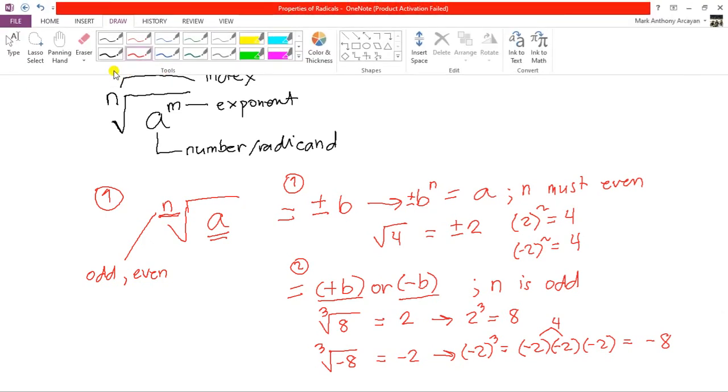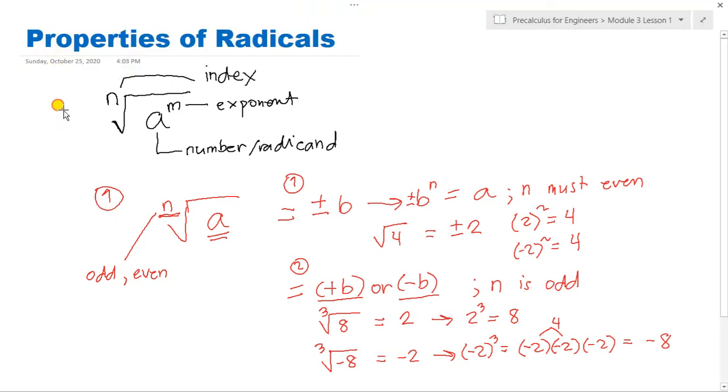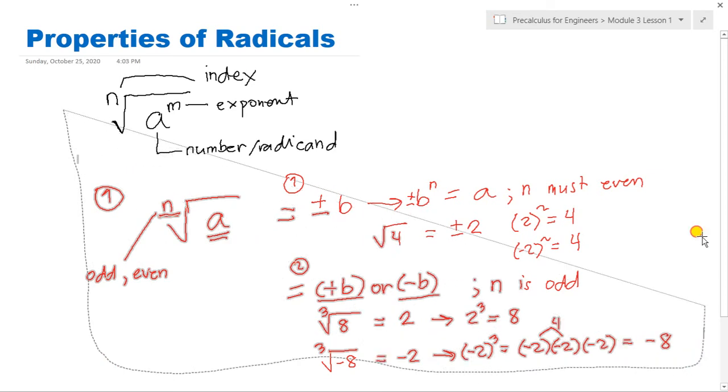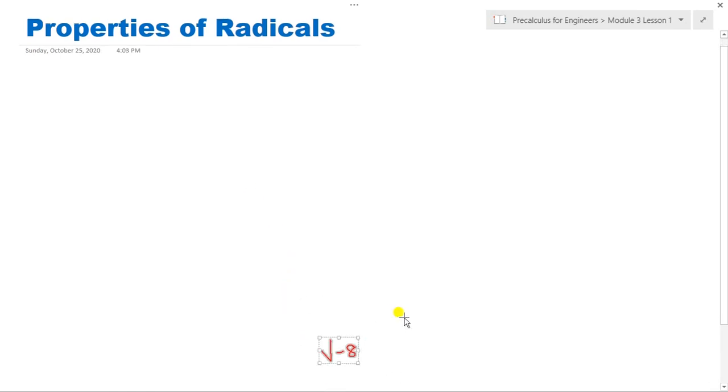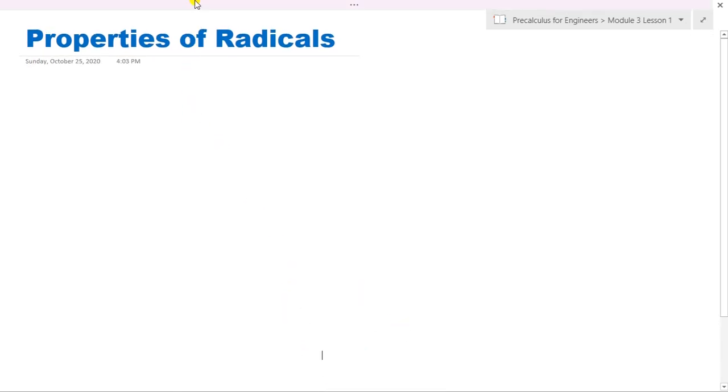So let's go to the next rule. So erase muna natin to. So for our next rule, we have here second rule. The nth root of a certain number a raised to the power of m, so m here is the exponent, is just equal to the nth root of a raised to the power of m. So in this case, parang ini-extract mo lang yung exponent mo sa loob.